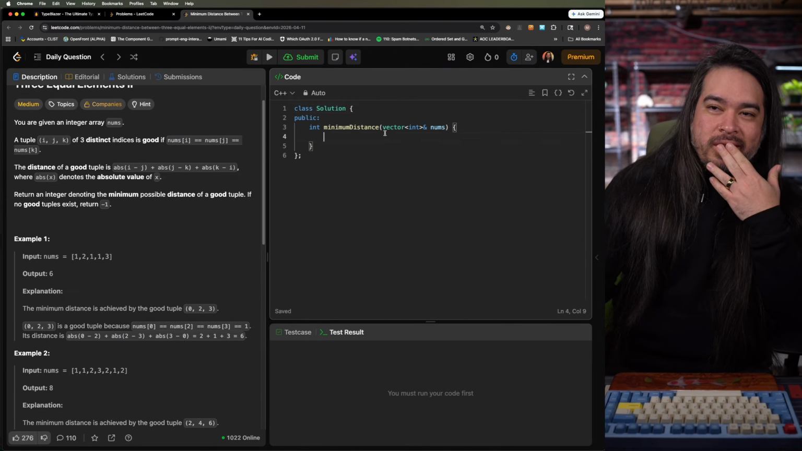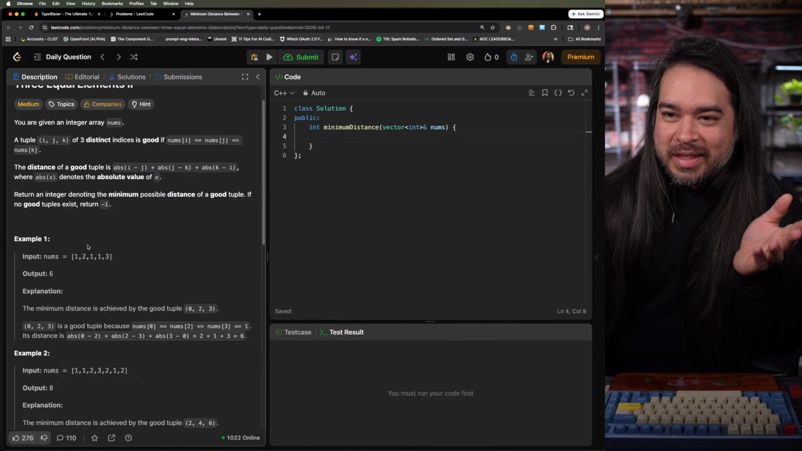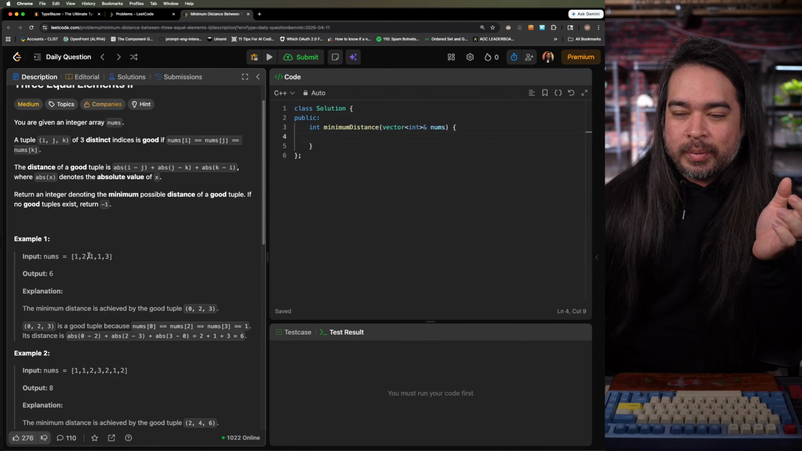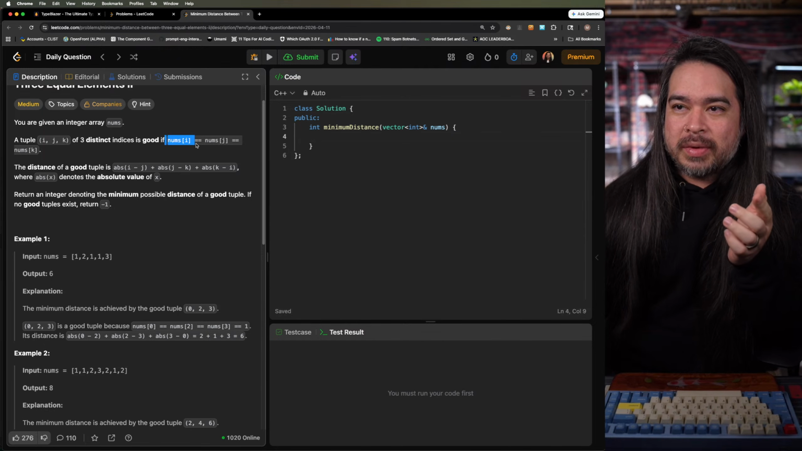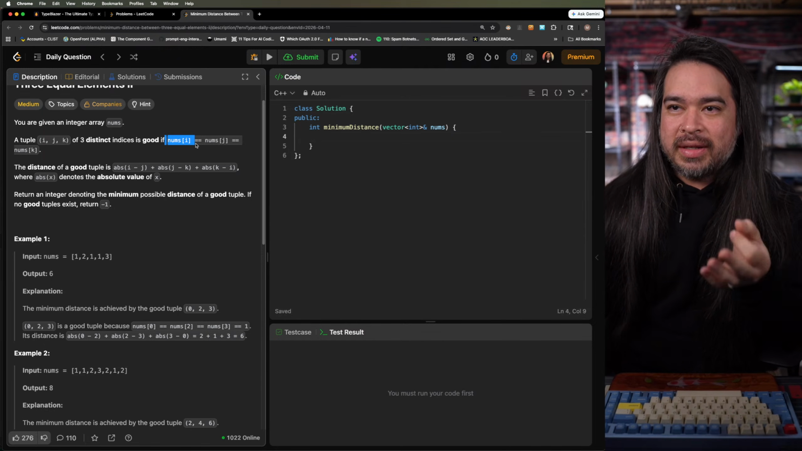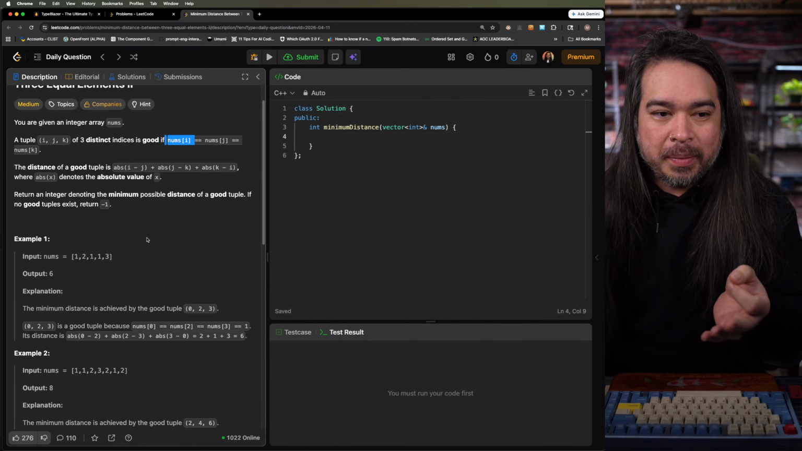All right. Wait, what's this problem asking? So we gotta find something where the number is at least 3 times in the array.